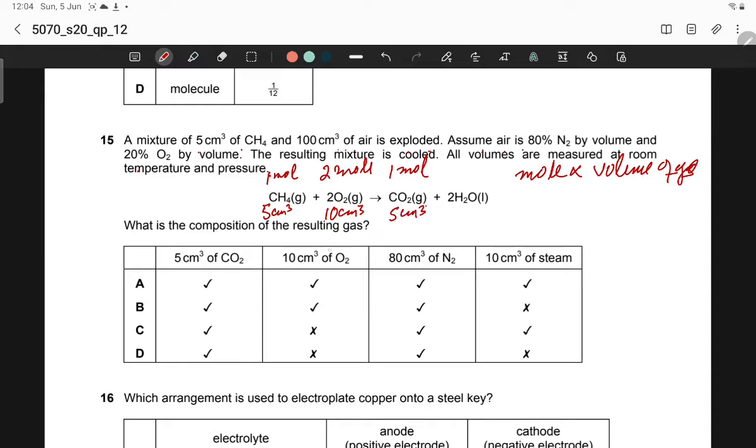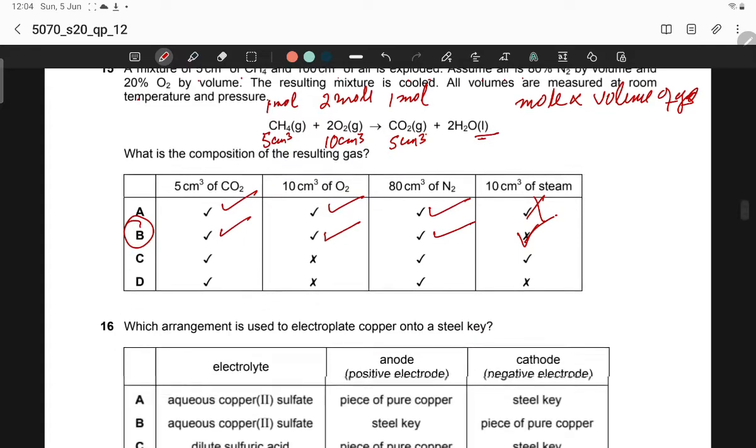So what is the composition of the reacting gases? 5 cm³ of carbon dioxide, 10 cm³ of oxygen, 80 cm³ of nitrogen and 10 cm³ of steam, because water is in the form of liquid. 5 cm³ of carbon dioxide, 10 cm³ of oxygen, 80 cm³ of nitrogen and 10 cm³ of steam is not correct. So B is the correct option.